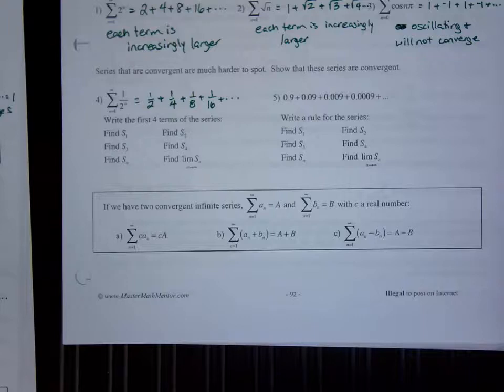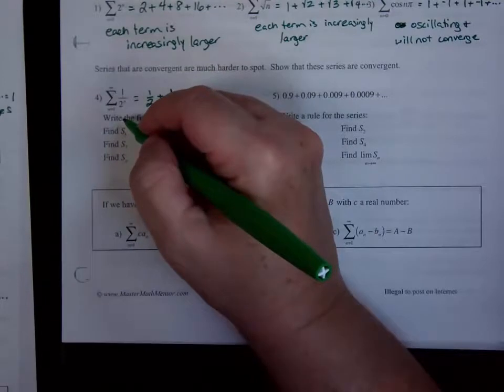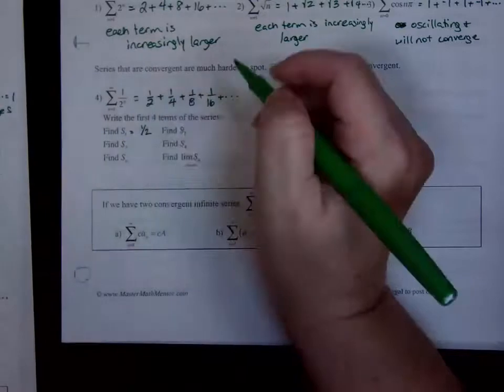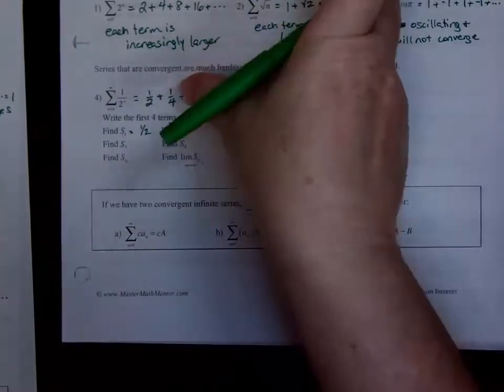Now, what we're going to do is something I started to do, but I wanted to do it more here. S1 means the sum of the first 1 terms. What's the first term? 1/2. S2 means the sum of the first two terms. So what's 1/2 plus 1/4?